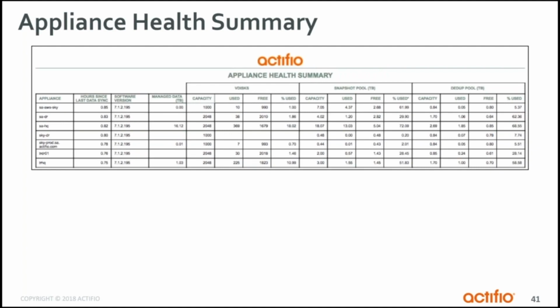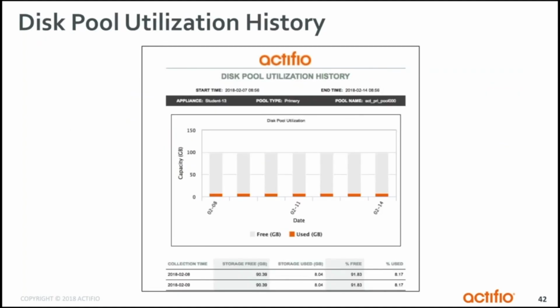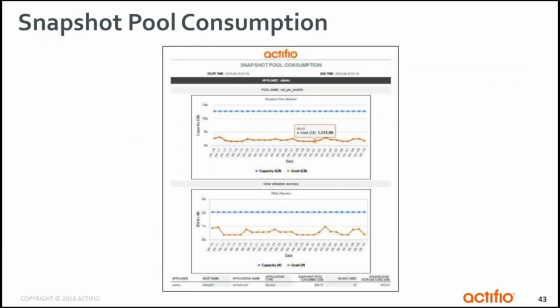Maybe I'm protecting it, and for some reason I've told it to do full ingest each time, things like that. I want to be able to go in and look at those. The pool utilization history does just what it says. It's going to go in and show us the daily usage for each of the major pools of the system.